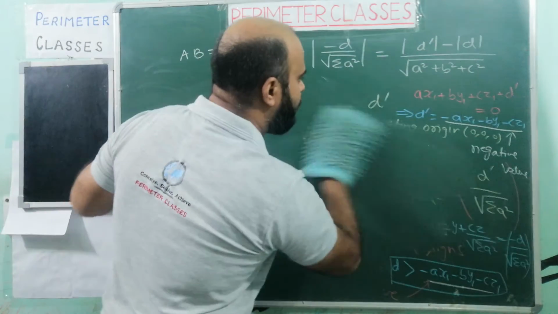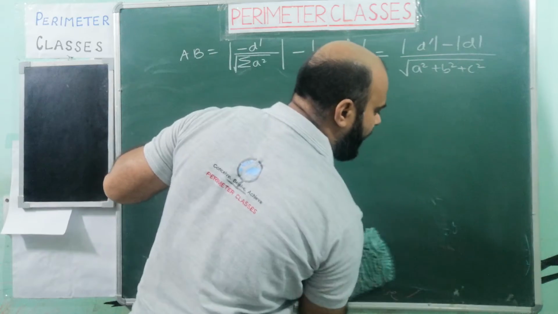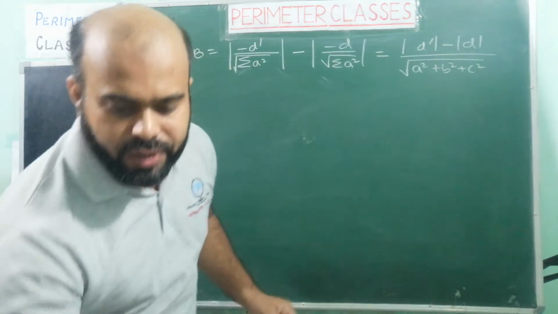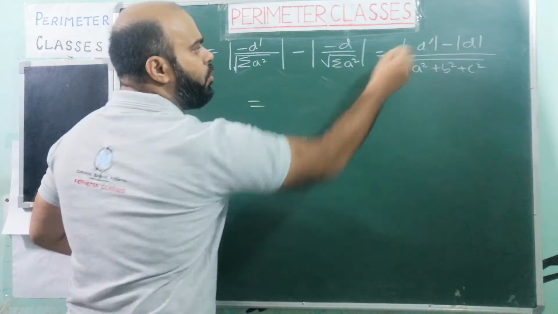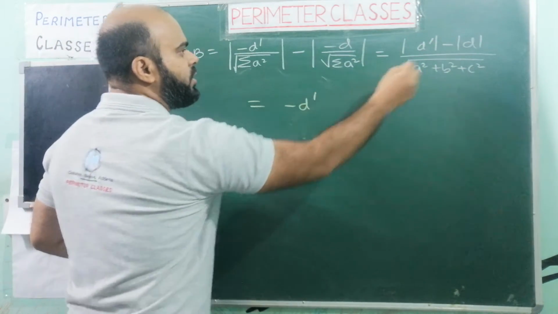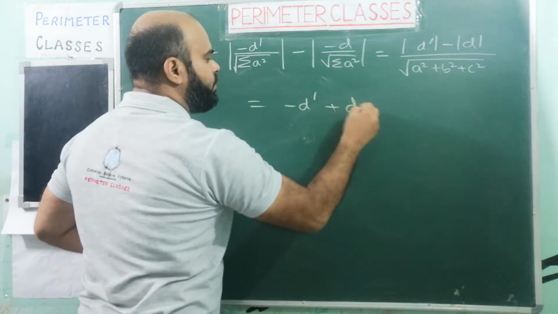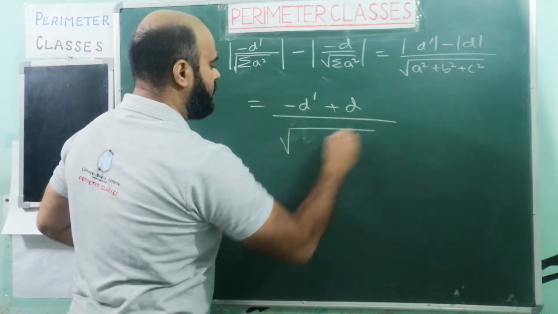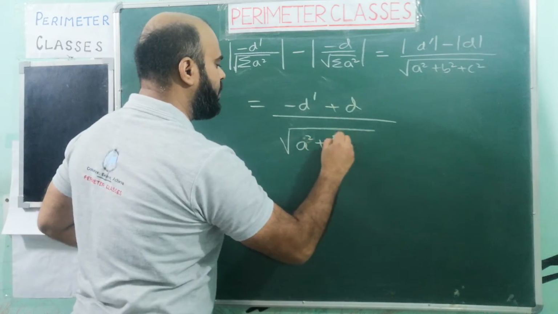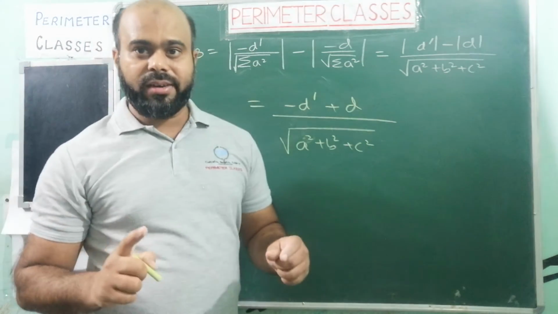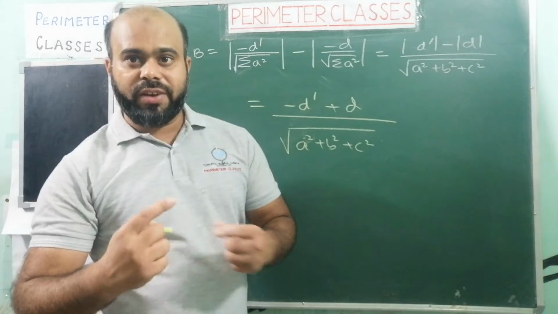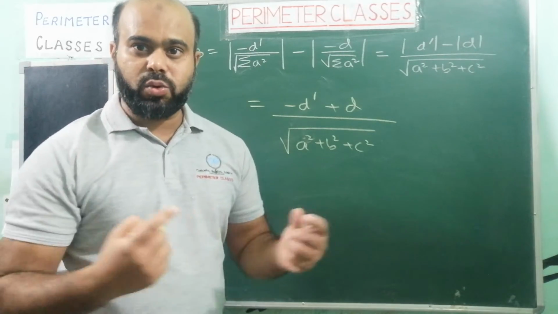So till here we have come to the conclusion that d and d dash both are negative according to the given figure. So when we eliminate mod here, we will get minus d dash, and here we will get plus d upon root over a square plus b square plus c square. So the sign decision is very important here.